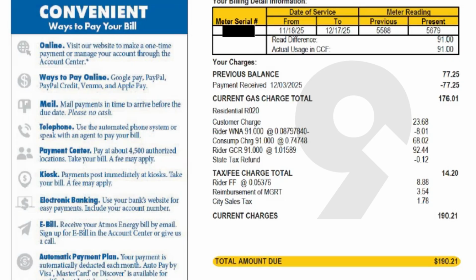Next line, the state refund. This is a true up. Rates are estimated first, corrected later. This makes sure the system is working properly, not failing. And finally, of course, we have our taxes and fees.